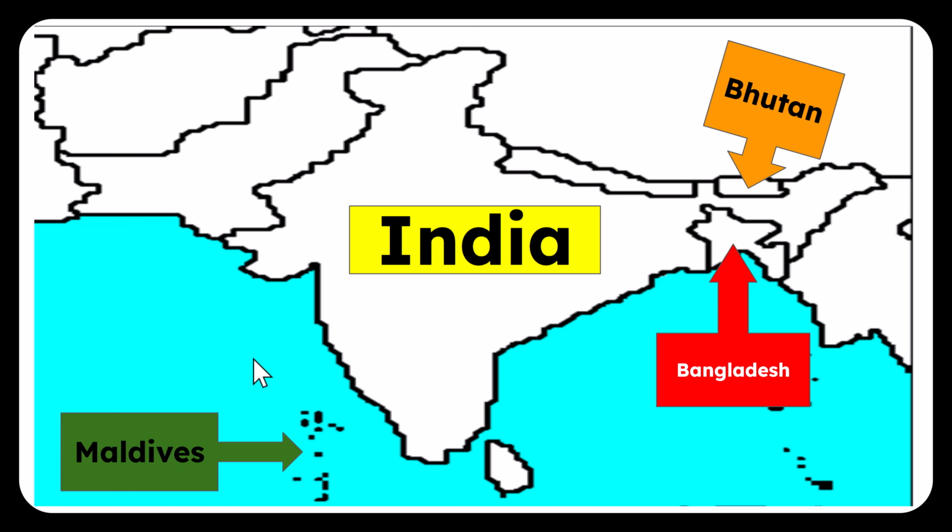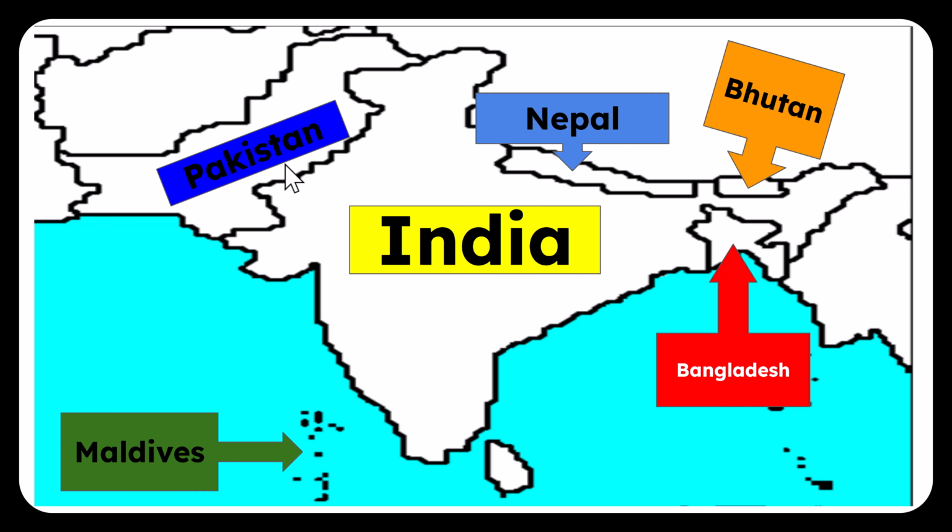Next, we're going to move over to Maldives. There's a bunch of islands over here, Maldives. And then let's go over here to Nepal. This country right here is Nepal. Over here is Pakistan. And closing out with Sri Lanka. That island nation right there to the southeast of India is Sri Lanka.